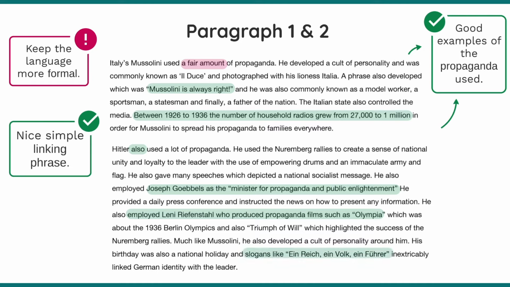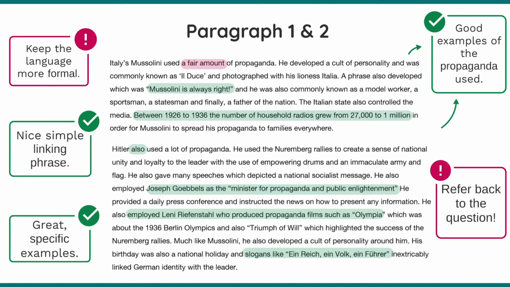More great specific examples at the bottom of that paragraph in relation to Hitler, but there is no main reference back to the question. So you could have talked about all of these different elements of propaganda as a characteristic of the fascist regime. And then at the very end there, you could say something like, "All of these propaganda techniques became incredibly common and allowed the fascist leaders to seize power."